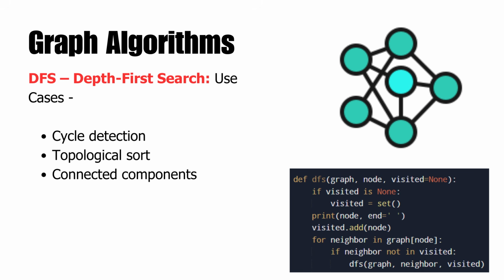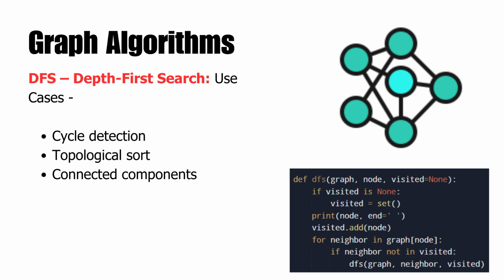One primary application of DFS is cycle detection. By tracking visited nodes and the current path, DFS can identify whether a graph contains cycles. In directed graphs, DFS enables topological sorting, ordering nodes so that all dependencies come before dependents. DFS also helps find connected components, groups of nodes that can reach each other. This is valuable for clustering problems and social network analysis.